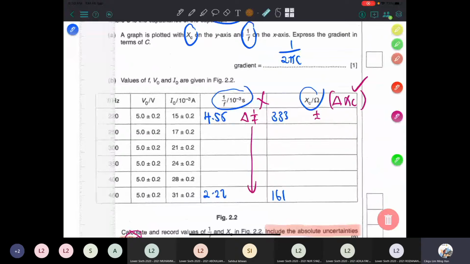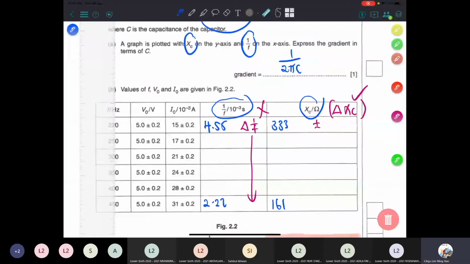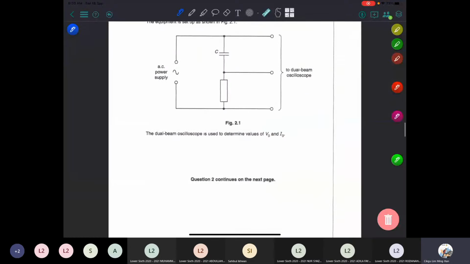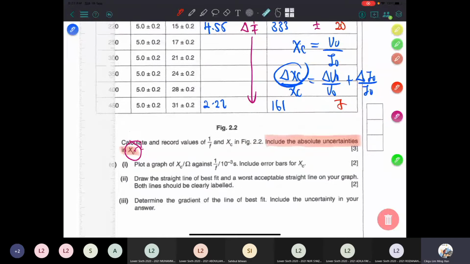So how to get the uncertainty? I did show you last time, I did give you some tips last time. The uncertainty of C actually comes from the V naught over I naught. So delta XC over XC will be delta V naught over V naught plus delta I naught over I naught. So you go and find out the uncertainty of XC. It will be somewhere from 20 to 27 or 28, if I'm not mistaken.